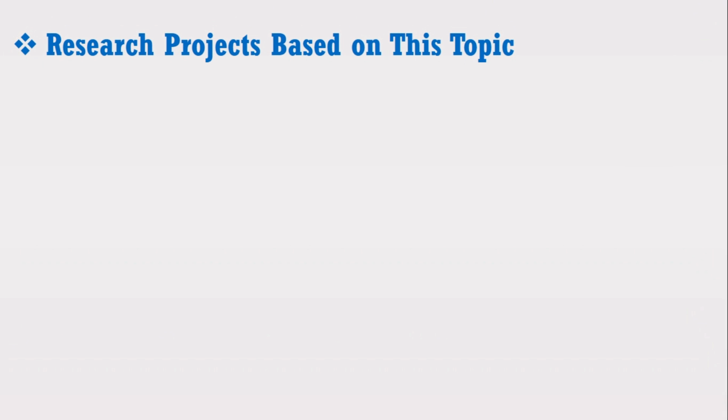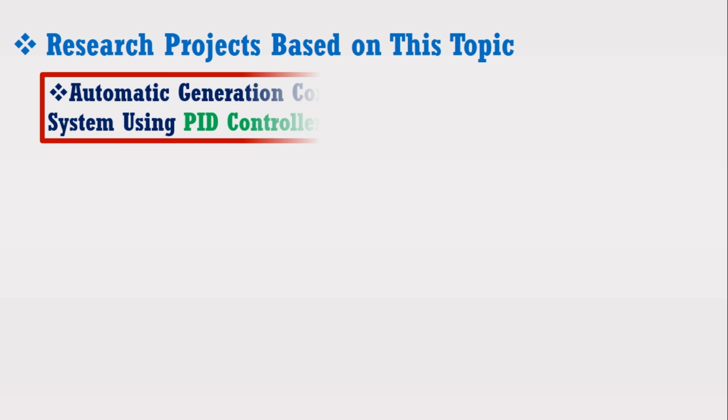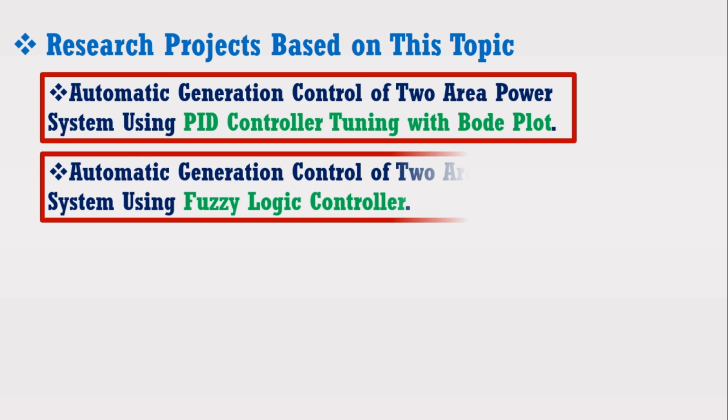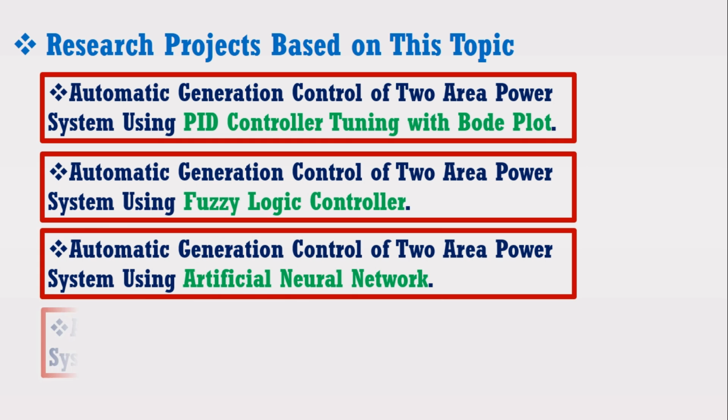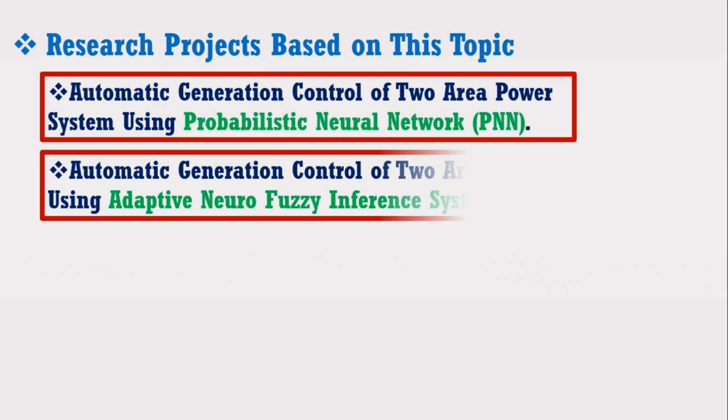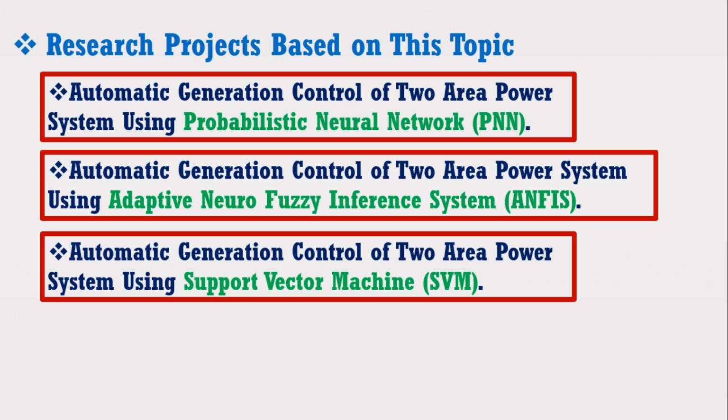Now if we modify this load frequency control to automatic generation control, then all the above topics can also be chosen for the bachelor, master or PhD research. To save time, I just show you the title here. I have only replaced the load frequency control with automatic generation control. Friends, these are a few research topics that can be chosen by anyone to perform his or her research.